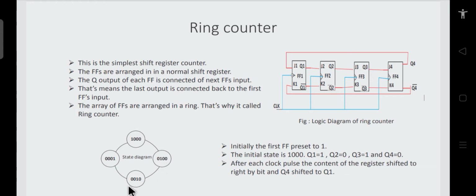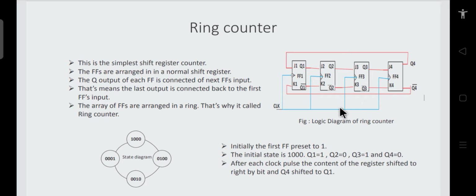Now when the next pulse comes, the second pulse, it shifts one more bit. When the fourth pulse comes, it shifts one more bit. So you can see that the ring counter can count only these states, where the 1 in the LSB position is shifting by one position. So that is what you can see.